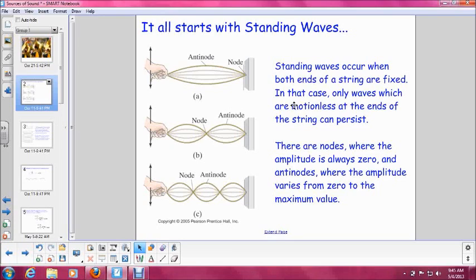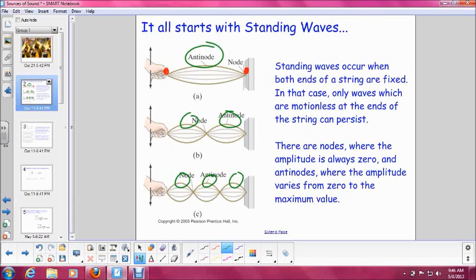And in that case, only waves which are motionless at the ends of the strings can happen. So we force nodes to happen at both ends of the string. And that means that everything in between has to fall in line around that. So we can get one standing wave with one antinode that looks like this, or we can get a standing wave with two antinodes, or three, or 4, or 100, or whatever. The only key is the two ends have to stay fixed, and that is what determines the shape and therefore the frequency of these standing waves.